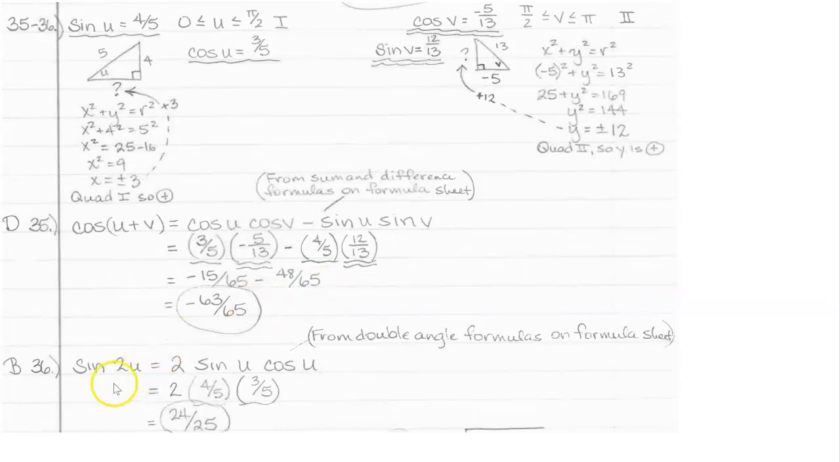Then they also asked us to find sine 2u. So again, on your formula sheet, the double angle formula for sine 2u is 2 sine u cosine u. So we can just come up here and see sine u is 4/5 and cosine u is 3/5. So let's put in 4/5 for sine u, 3/5 for cosine u. And so 2 times 4 is 8, times 3 is 24, and 5 times 5 is 25.